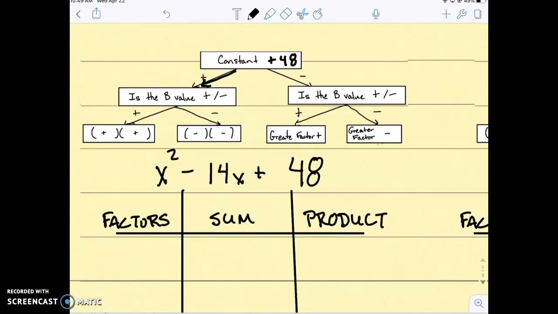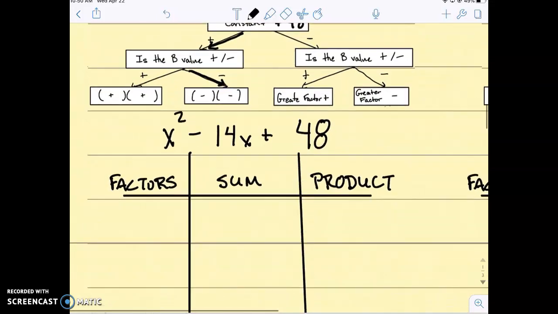Okay, let's find our b value. Remember, it goes A, B, C for your terms there. My b value is negative, so I follow my negative flow. That means both of my numbers will be negative. Both of my factors will be negative.